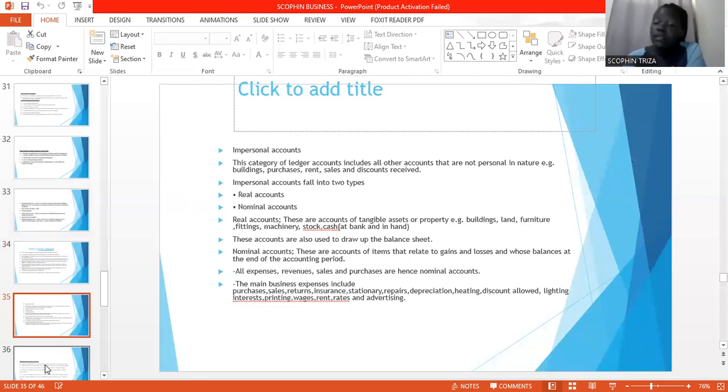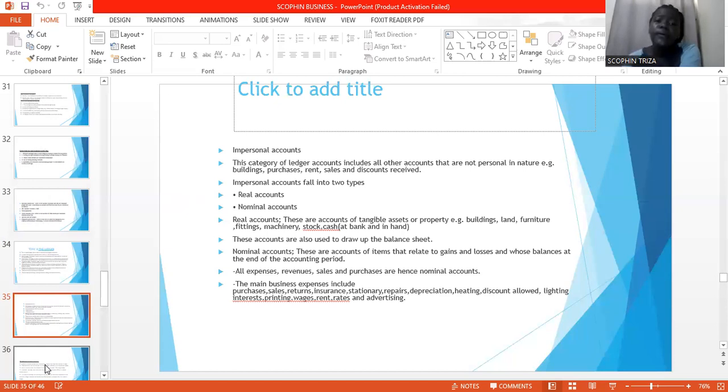We also have impersonal accounts. This category of ledger accounts includes all the accounts that are not personal in nature. Examples of accounts that are not personal in nature include building, purchases, rent, sales, and discount received.